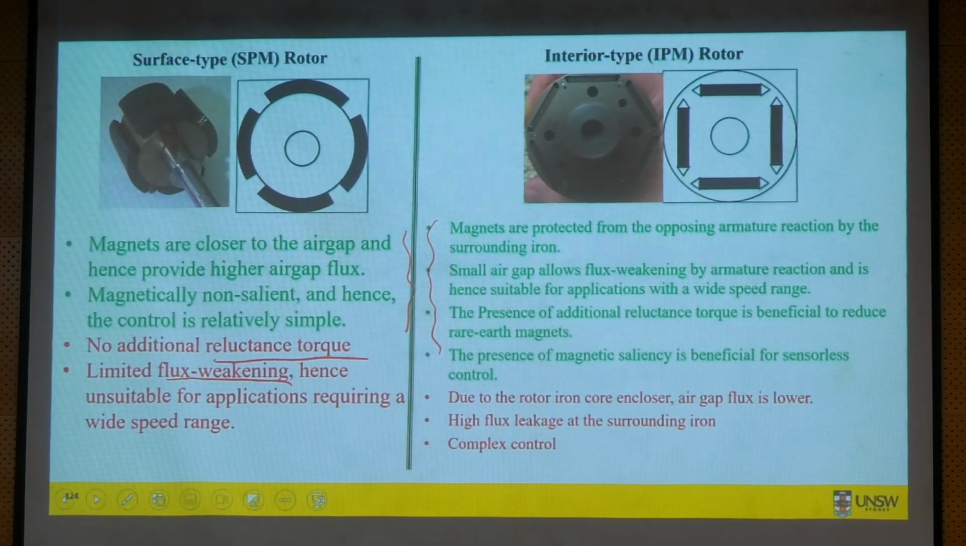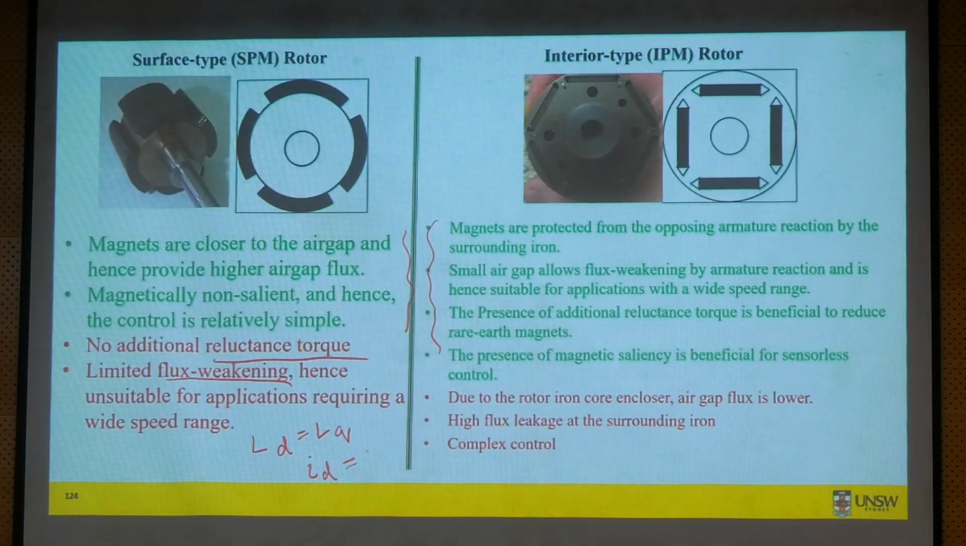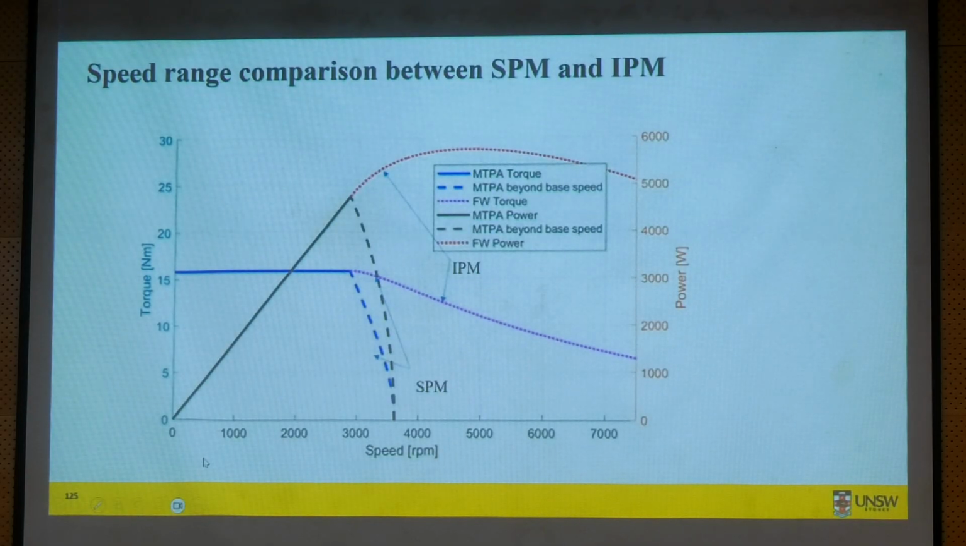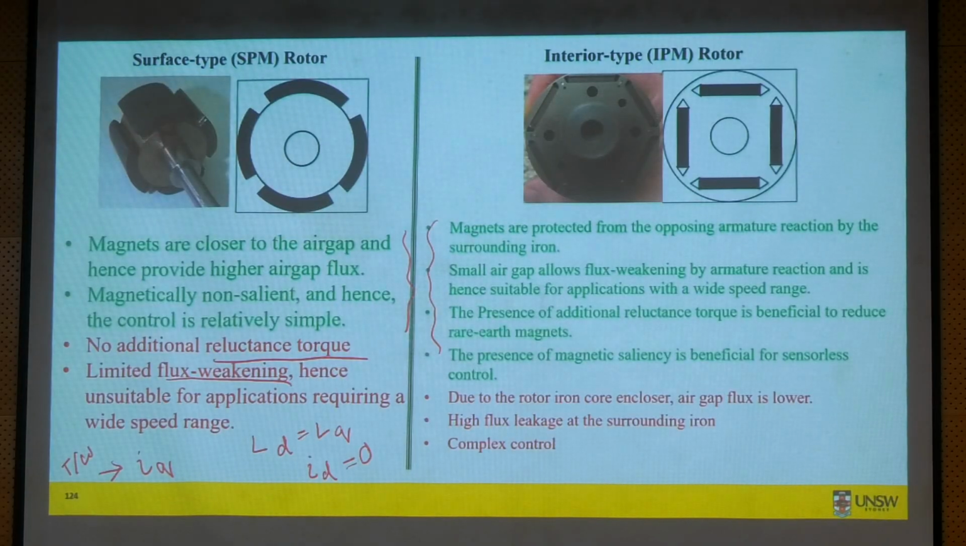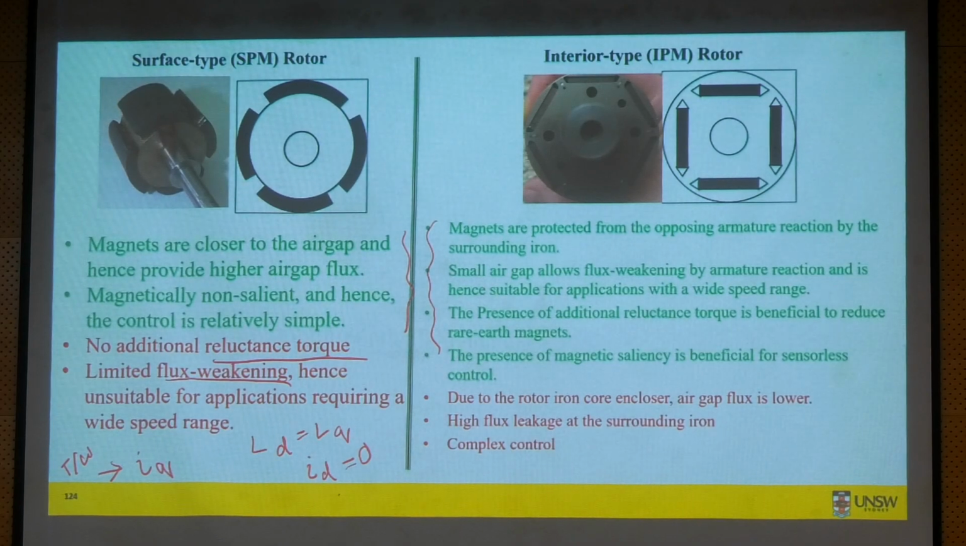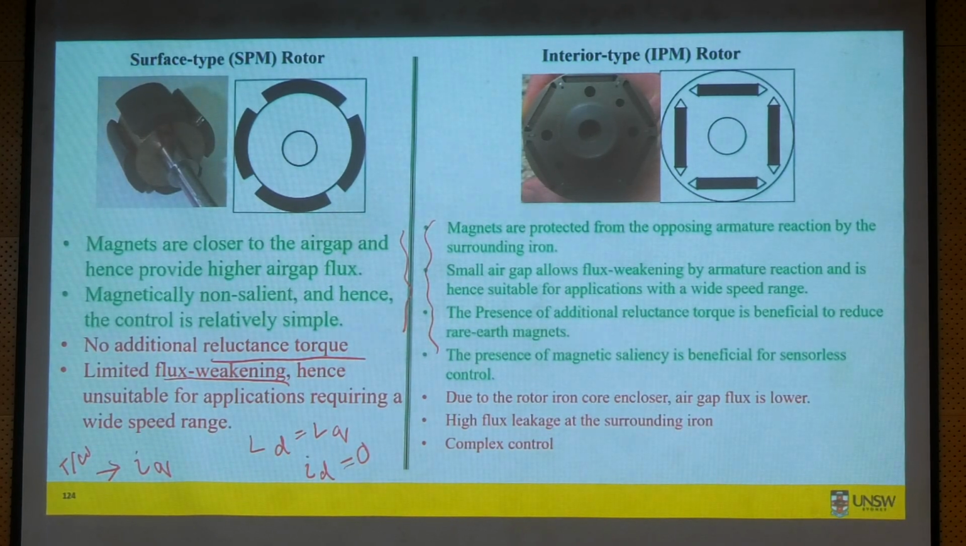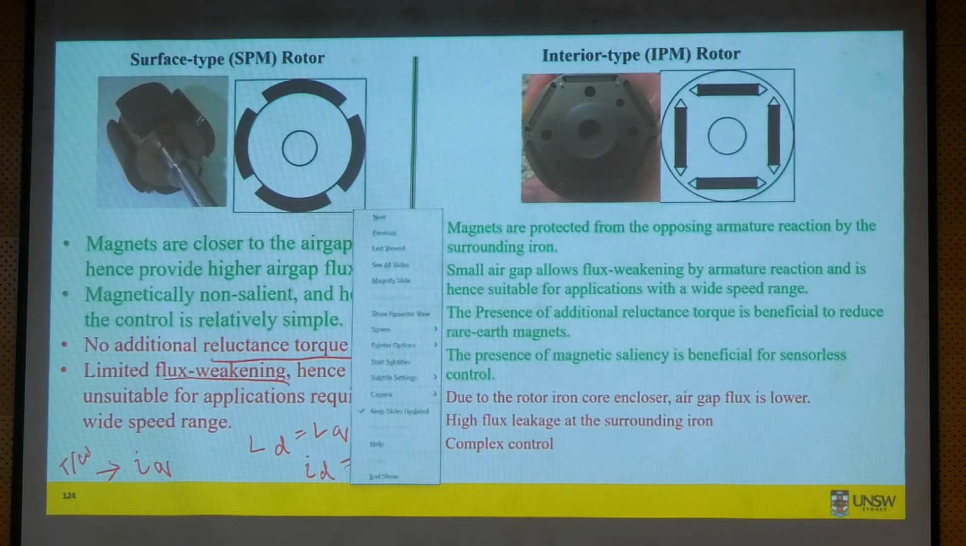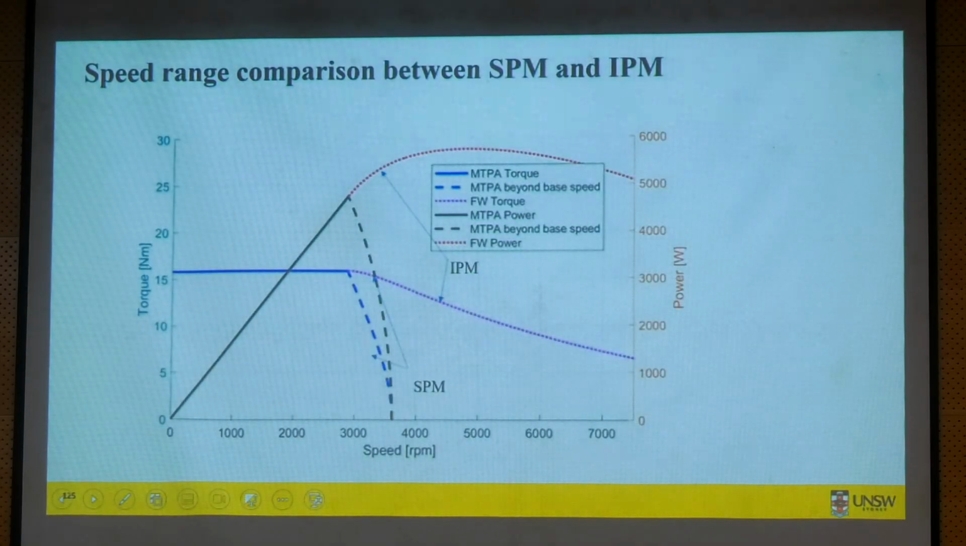But the control is complex, okay? Here, since LD is equal to LQ, often when you do the FOC, we keep the ID current equal to 0 and IQ current comes from your torque or speed command. So control of FOC is relatively easy. But in IPM, ID is no longer 0. You have to calculate a particular ID value. So the control is usually much more complex.